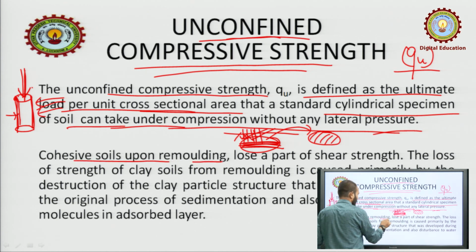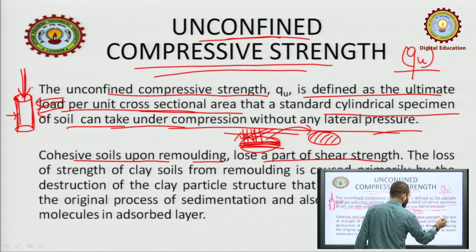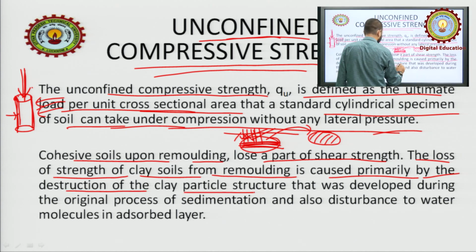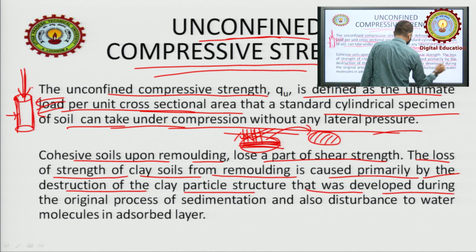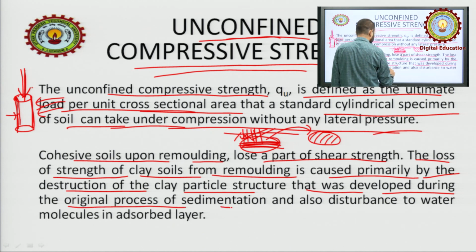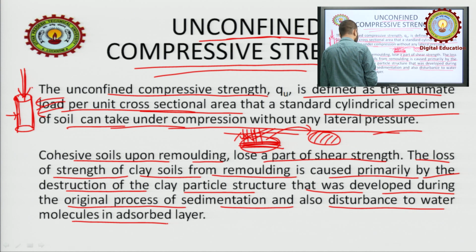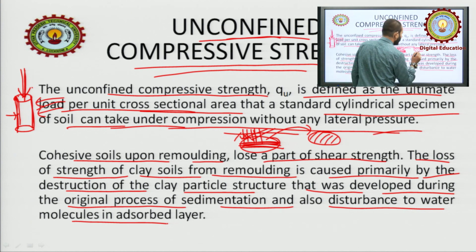Cohesive soil upon remolding loses a part of shear strength. The loss of strength of clay soils from remolding is caused primarily by the destruction of clay particle structure that was developed during the original process of sedimentation, and also disturbance due to water molecules in the adsorbed layer. The main loss of shear strength is due to two reasons.